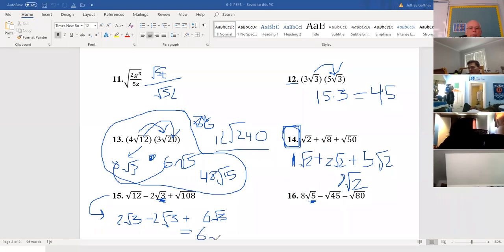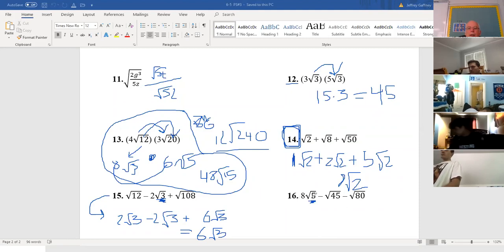All right, I hope everybody got 6 radical 3. Because 12 is 2 radical 3, because that's 4 times 3. So the 4 comes out as a 2. Can't simplify negative 2 radical 3. 108 is 36 times 3, right? So the 36 comes out as a 6. So 2 minus 2, those zero each other out, and I'm left with 6 radical 3. Make sense? Questions, comments?